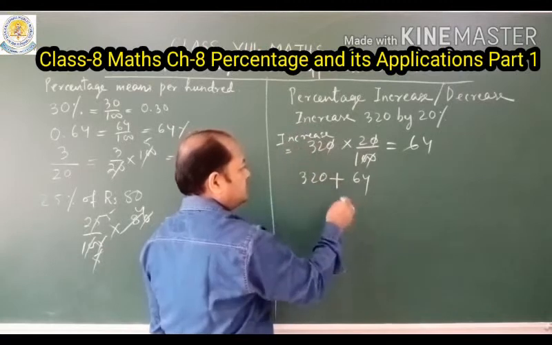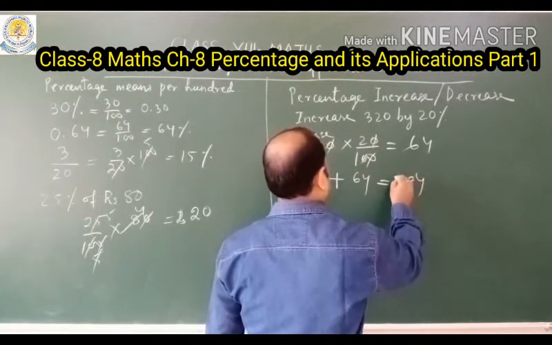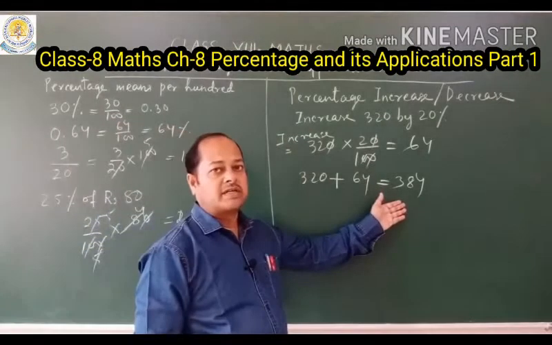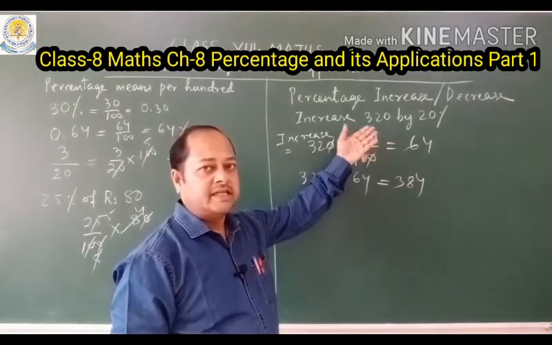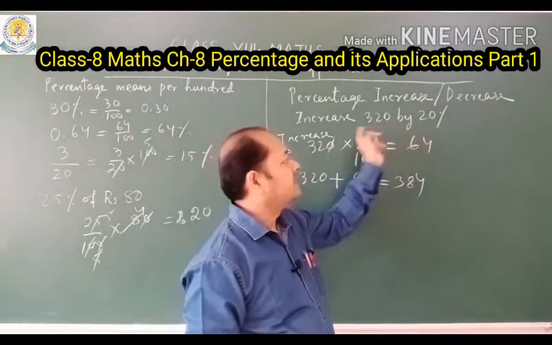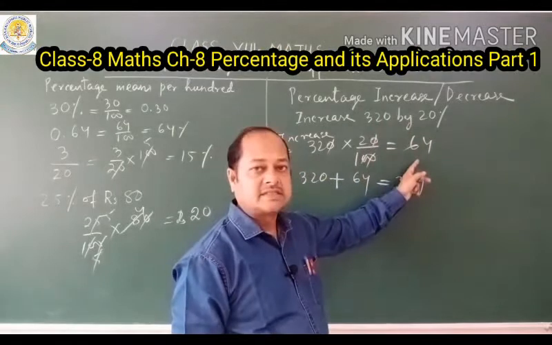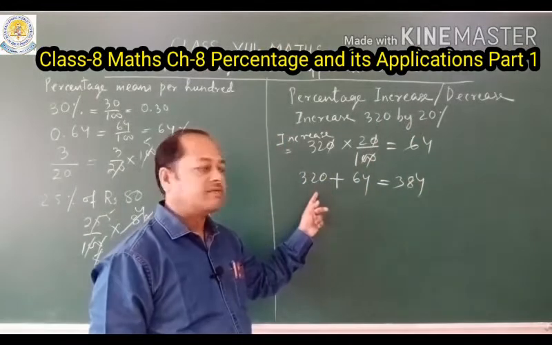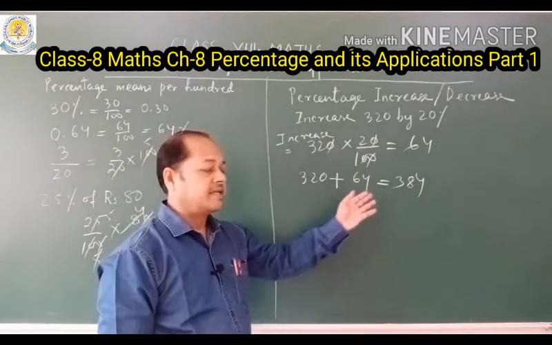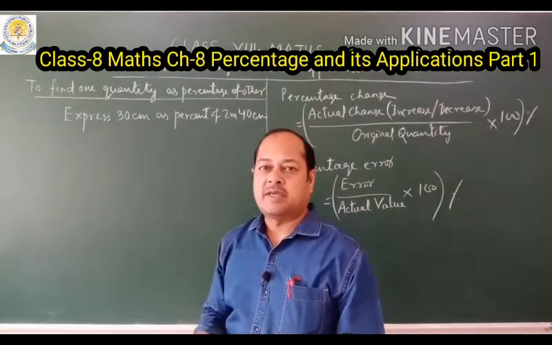Okay, so 320 plus 64, how much? 4 here, 6 and 2 are 8, and 3, so 384. So you got the value 384. What is 384? After the increase, the new value will be 384, because here 20% is increased from the original value. And what is 20% of 320? That is 64. So 64 is added to the original value, that is 320, and the new value is 384.